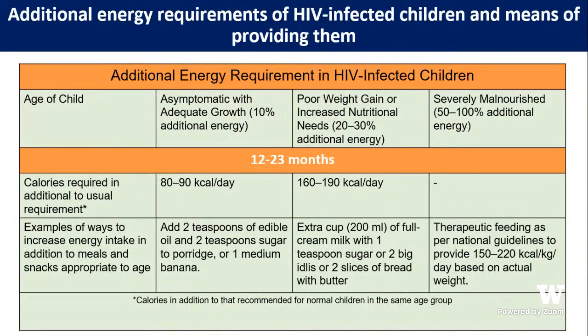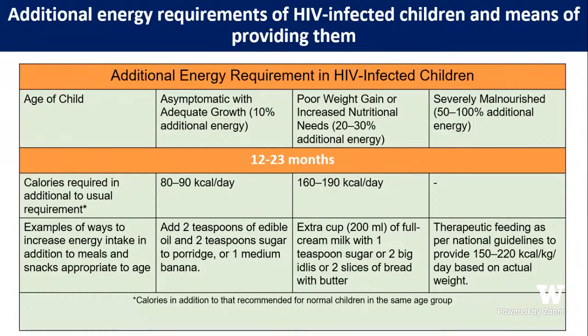The same way, these guidelines are there. I don't need to go through them in detail, but you can see there are simple things. Not only adding sugar or oil, we can add bananas, full cream milk, some butter, some slices of bread. So adding additional calories, additional meals in between, and what the child eats between meals.